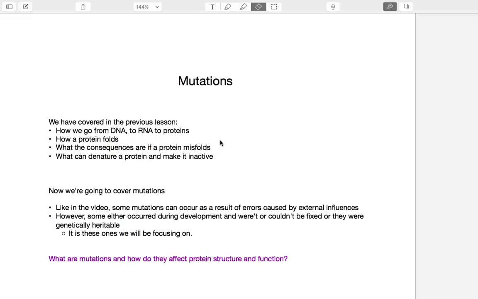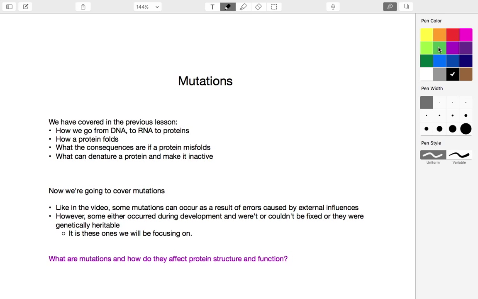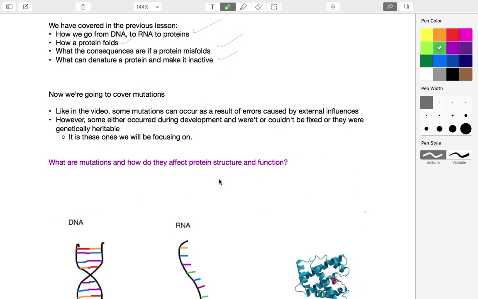So welcome back. We've just had a nice whistle-stop tour of all the things from DNA to RNA to protein and all the processes. Now we're going to move on to something that I find really interesting, which is mutations. What we've covered in the previous lessons is how we go from DNA to RNA to proteins, how a protein folds, the consequences if a protein misfolds, and what can denature a protein and make it inactive. Obviously, if it's an enzyme and it becomes inactive, we've got problems. So now we're going to cover mutations.